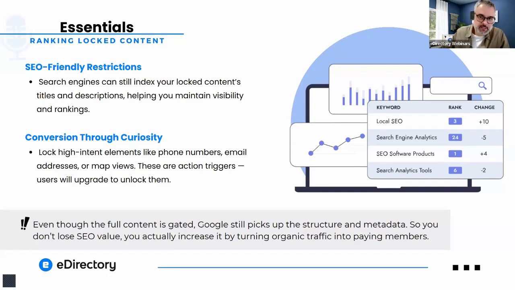And conversion through curiosity. This is something that is more psychological, and it is really powerful. You can strategically lock high-value content elements, things like phone numbers, email addresses, map views, downloadable content, deals, promos, or videos. These are the details that users are most likely to want. So by gating these action triggers, you create a natural point of curiosity. When visitors see that the information they need is just out of reach, they are much more likely to upgrade to a paid membership to unlock it.